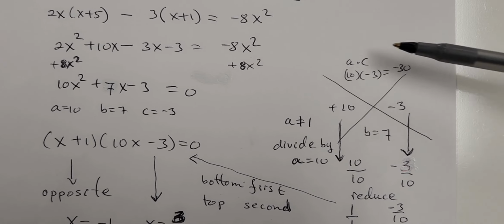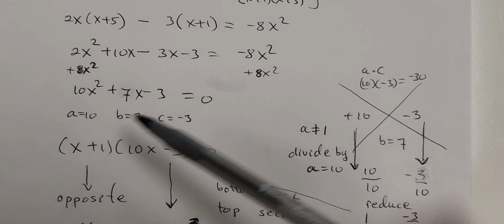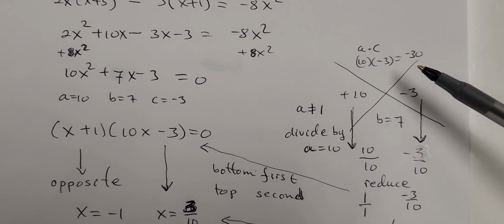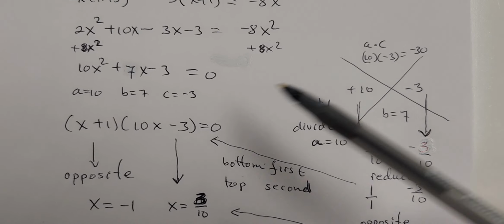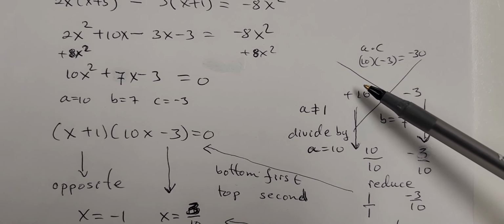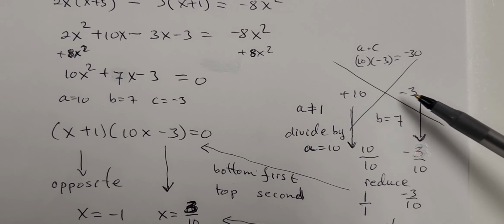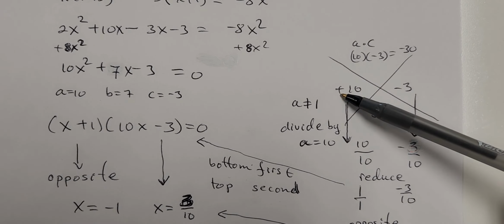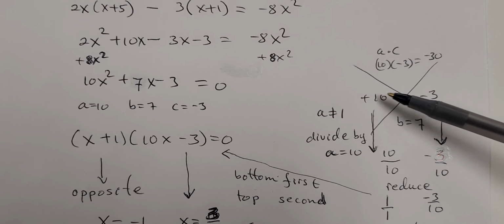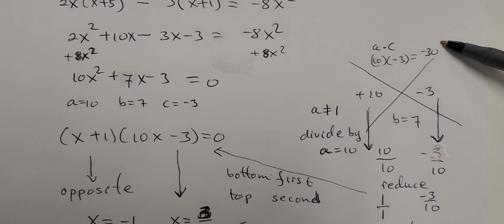Now I'm going to do it on the side right here. A times C: 10 times negative 3 gives me negative 30. And then 7, which is B, goes down here. The only two numbers that give me 30 and 7 are 10 and 3. However, 10 must be positive and 3 must be negative, and the reason is 10 times negative 3 gives me negative 30.